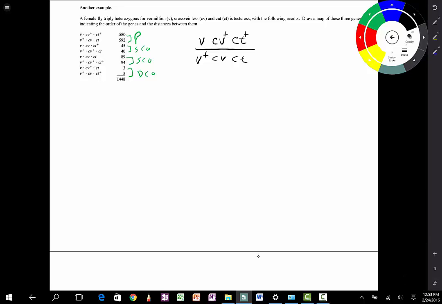Our double crossovers have V, C plus, and CT together, and V plus, CV, and plus together. So kind of a quick way to think about this is to look at our starting point and say which guy has to switch sides to give us our double crossovers. If the V's switch sides, then the V plus C plus will get all the pluses together, but that's not what we get.